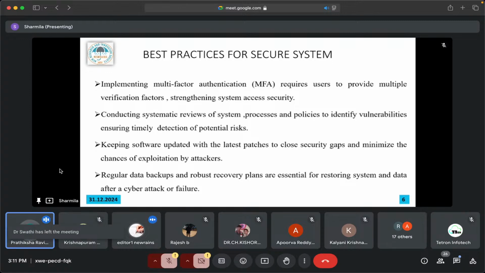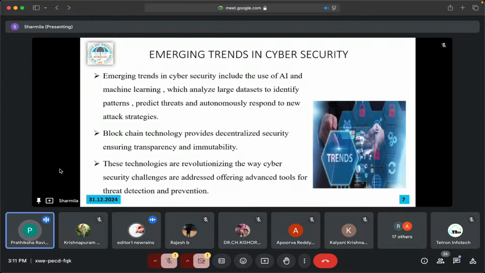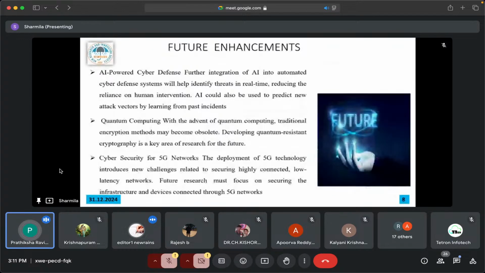Emerging trends in cybersecurity include the use of AI and machine learning, which analyze large datasets to identify patterns, predict threats, and autonomously respond to new attack strategies. AI-powered cyber defense: further integration of AI into automated cyber defense systems will help identify threats in real time, reducing the reliance on human intervention. Quantum computing: with the advent of quantum computing, traditional encryption methods may become obsolete. Developing quantum-resistant cryptography is a key area of research for the future.